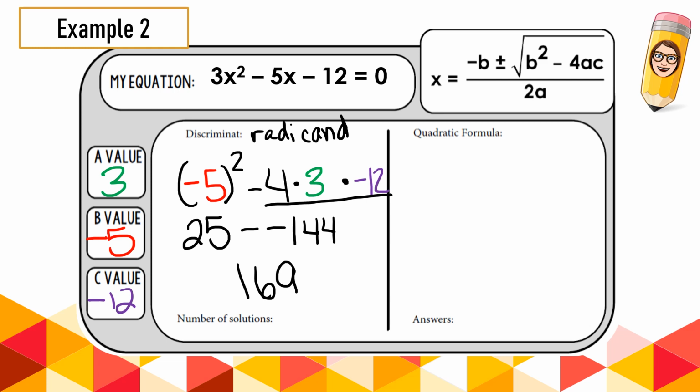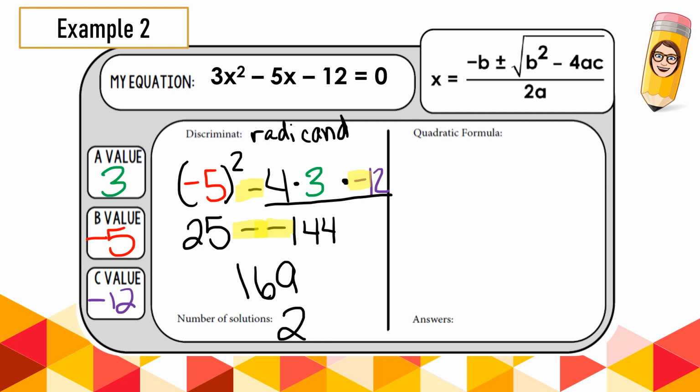Now I want you to pay attention to these double negatives. It was subtracting and I had a single negative. That can often get mixed up, so make sure you're okay with that. Now, I have a positive number, which means I have 2 possible real solutions because it's greater than 0.